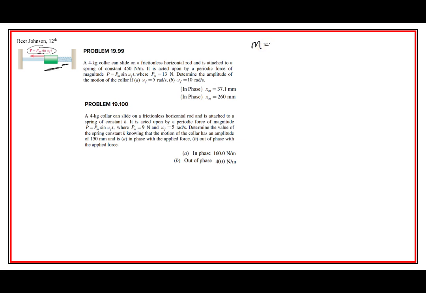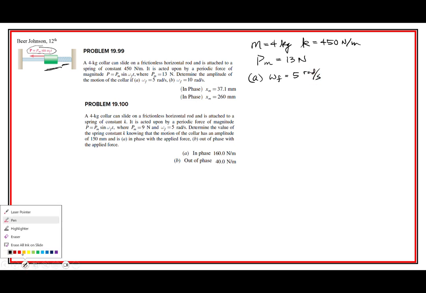The mass is equal to 4 kilograms. The spring constant is 450 newtons per meter, and isn't that metric nice? You don't have to play around with units. And the P_M is going to be 13 newtons, and we want to find the amplitude. In part A, omega F is equal to 5 radians per second.